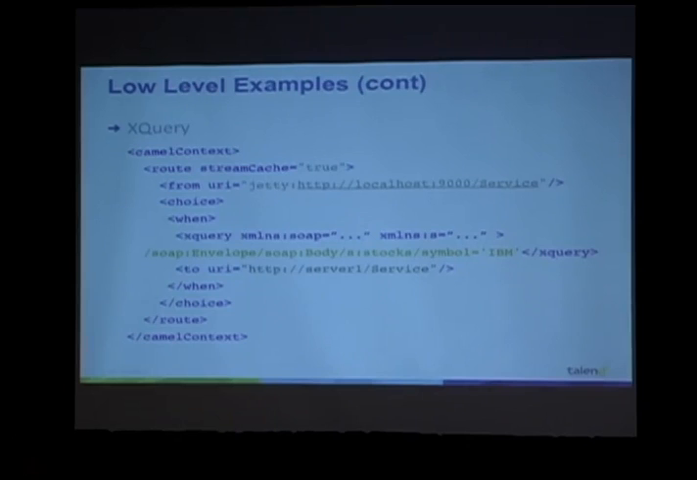And then, as we saw this morning with Christian's thing, you can also do things like XQueries. This is where I want to point out we have streamCache equals true added to the route. One of the things XQuery will do is consume the bytes off the stream to run the XQuery on it. So if you don't cache the stream as it's reading to figure out if it's supposed to trigger this choice, those bytes will disappear.